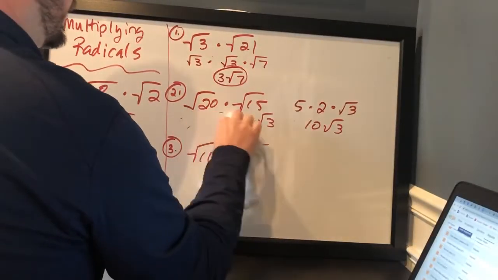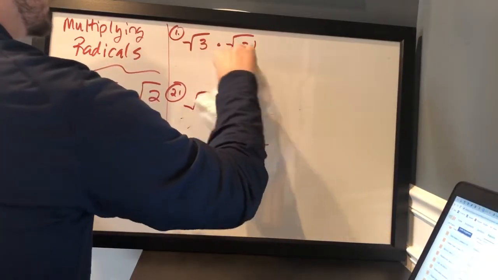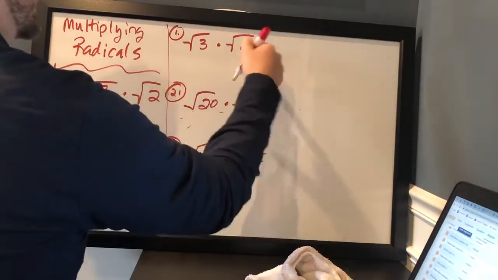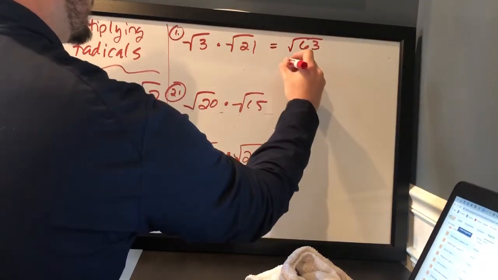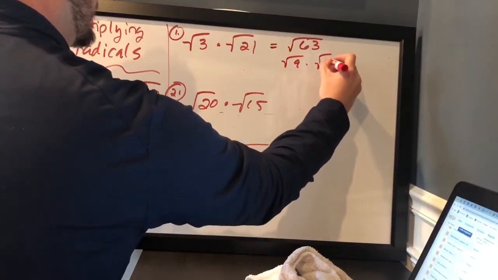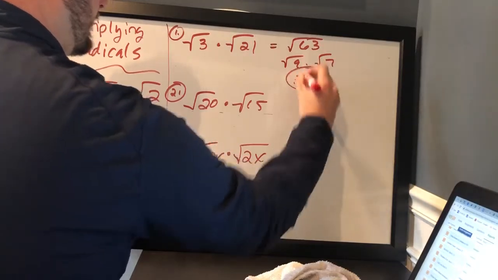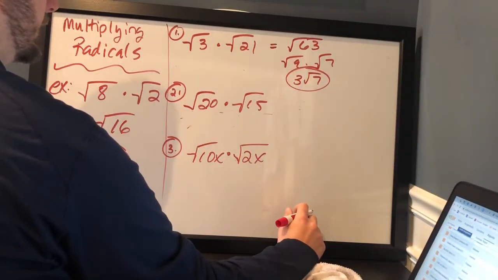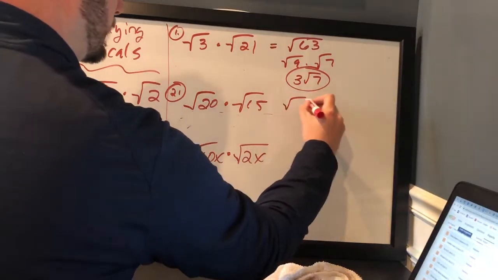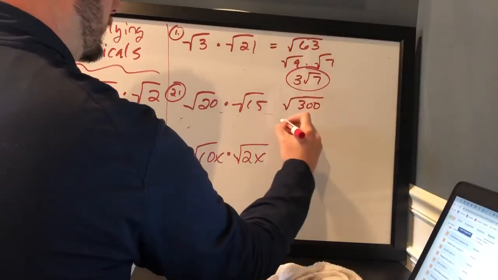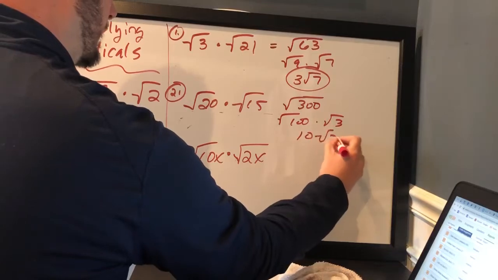Okay, all right. Here's the other way. If you decide to actually multiply these, I'm going to show you that we're going to get the exact same answer. All right, so 3 times 21 equals the square root of 63. 63 breaks into the square root of 9 times the square root of 7. Square root of 9 is 3, so 3 radical 7. All right, 20 times the square root of 15 would be the square root of 300, which breaks into the square root of 100 times 3, or 10 radical 3.